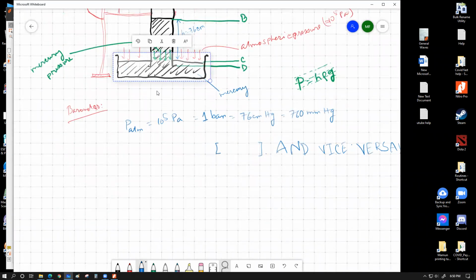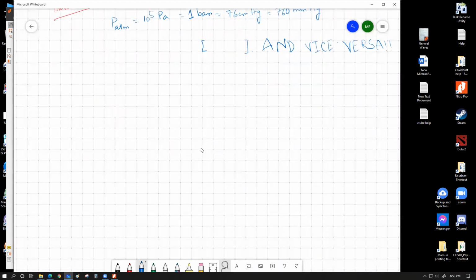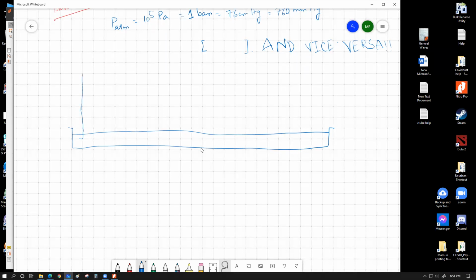Let me just try to draw a pretty crude version of a barometer, and let me explain what I'm trying to mean here. Let's say we have a barometer where the mercury bath is really large, with mercury up to this level. If we place a vertical test tube, which is definitely longer than 76 centimeter, and this is the 76 centimeter mark, and we keep it vertical, this entire thing will be filled up with mercury.